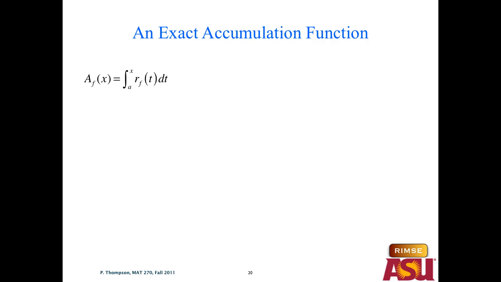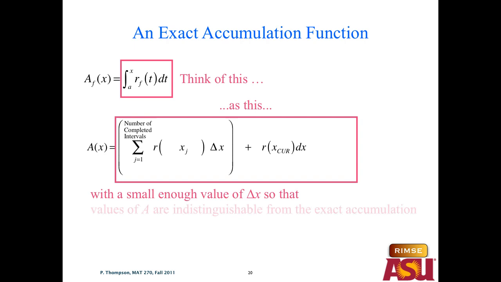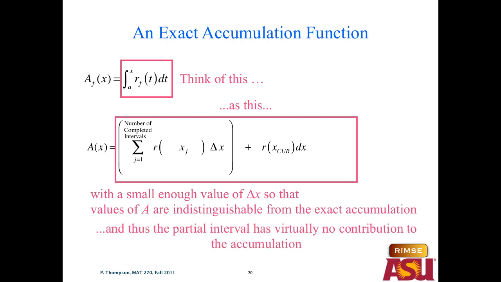All right. So again, whenever we see an integral, this is our last chance. Whenever we see an integral in this whole course, we need to think of it as this thing: the sum of bits of accumulation from completed intervals plus a little more accumulation from the partial interval. Okay? But one qualification on this, one condition: with a small enough delta x so that the values of this function are indistinguishable from the exact.